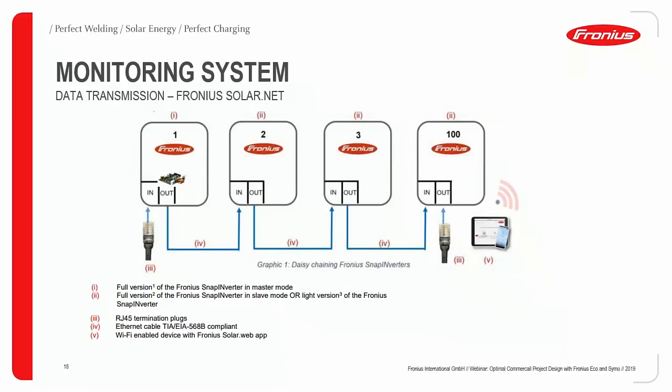For the communication cable, you need to make a daisy chain closed loop connection. By using the RJ45 termination plug, you can make the closed loop, and the maximum total length of the communication cable can be 1000 meters.